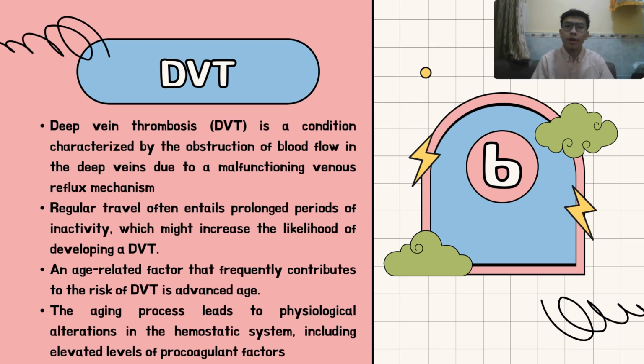Okay, for the next one, I will explain deep vein thrombosis, or DVT. DVT is a condition characterized by the obstruction of blood flow in the deep veins due to a malfunctioning venous reflux mechanism. Regular travel often entails prolonged periods of inactivity, which might increase the likelihood of developing deep vein thrombosis.